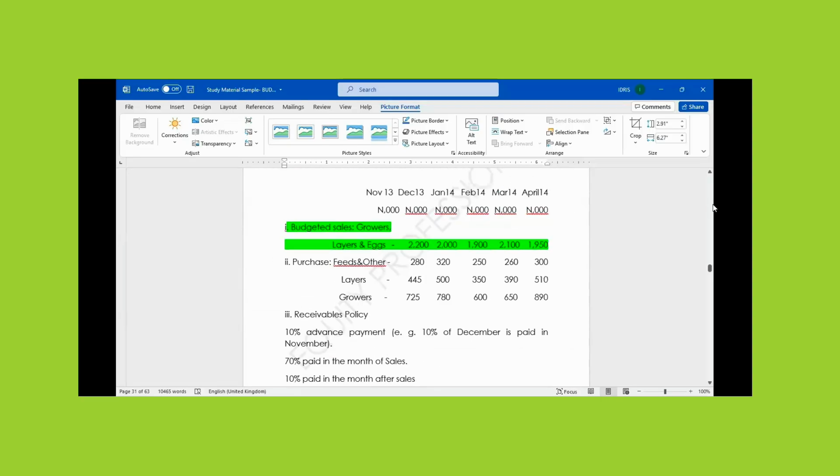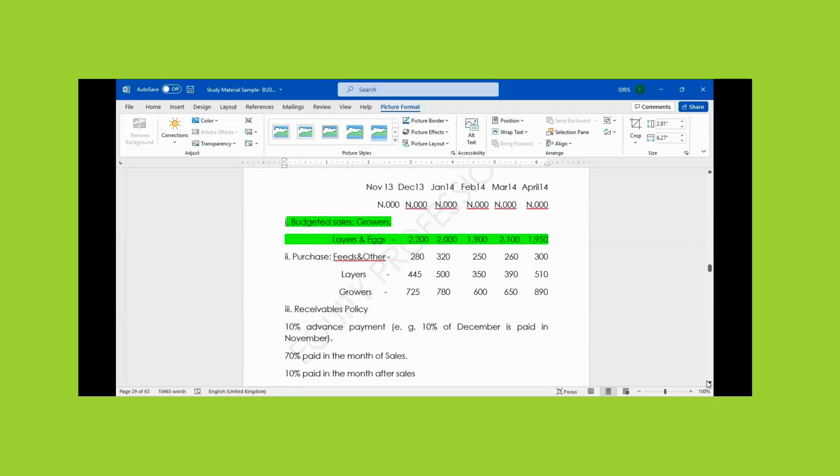Now, we have talked about sales. Let's talk about purchases. Purchases means we pay for what we buy. We have 3 types of purchases here. Feed and others is one, layers is another, growers is another. Let's start from the feed and others. How do we pay for the feed and others? The question will immediately tell us.